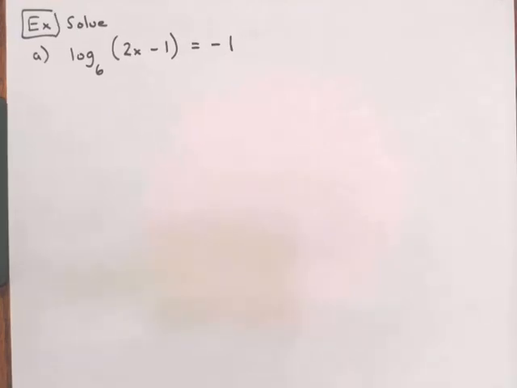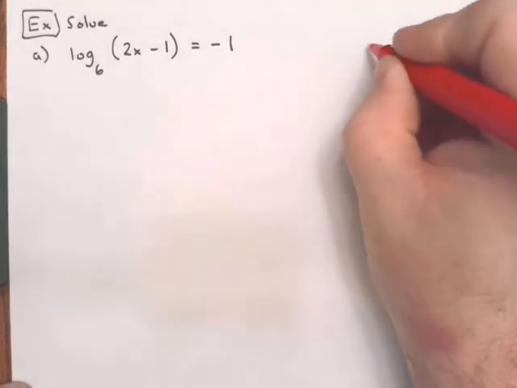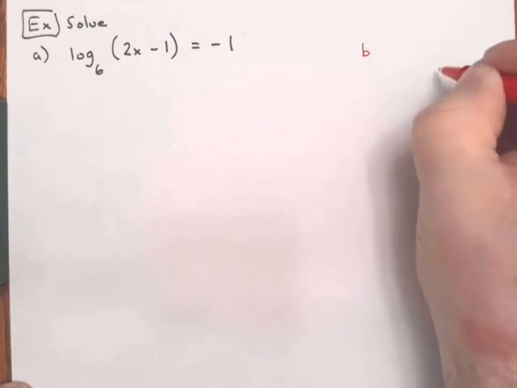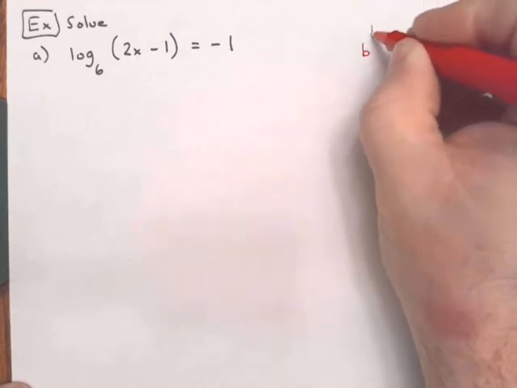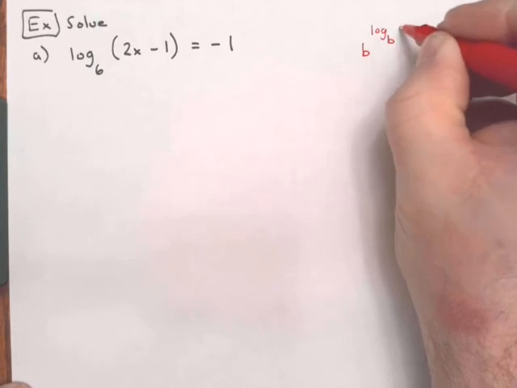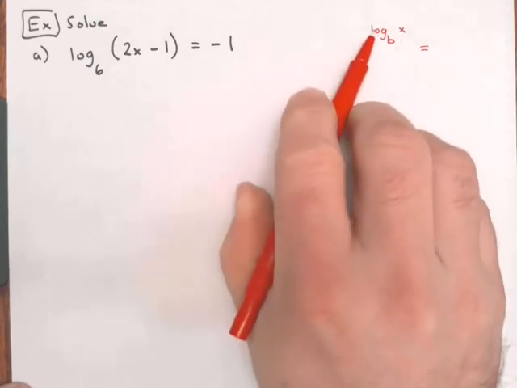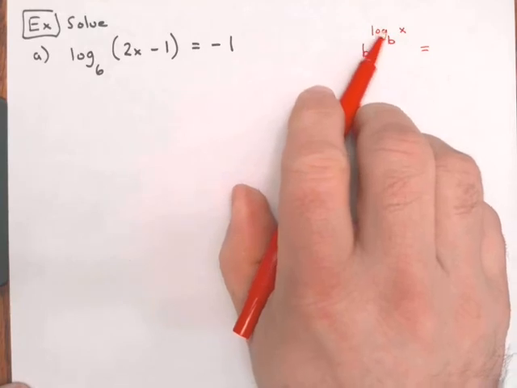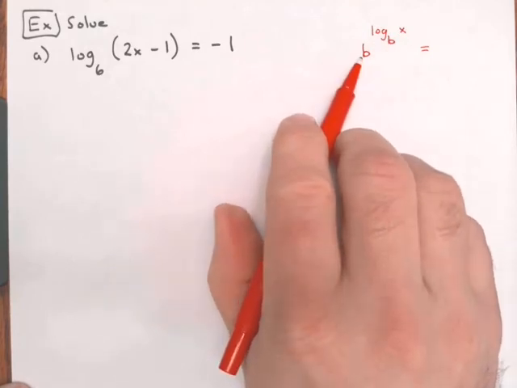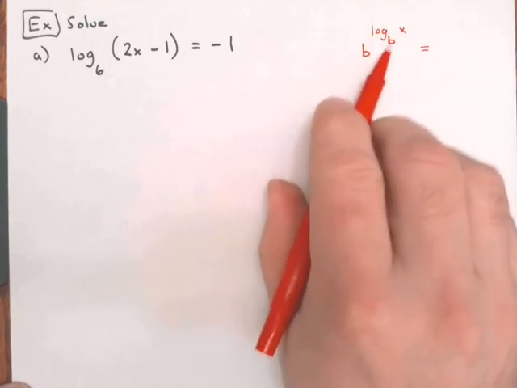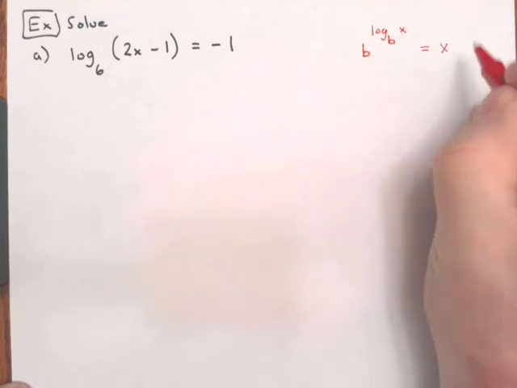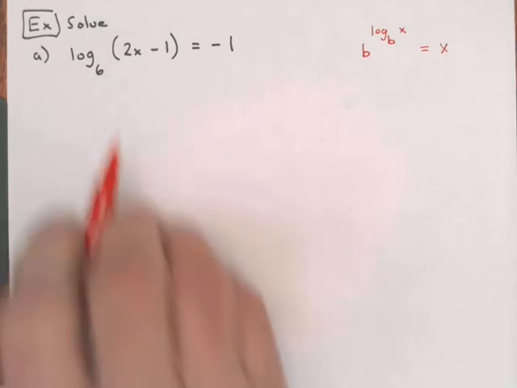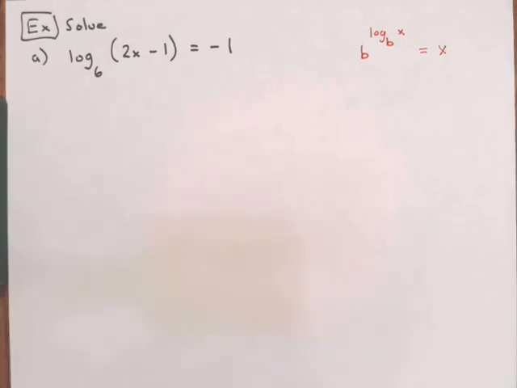One of them would be for us to use one of the properties of logs, and the property that we would use would be this one. If you have b raised to the log base b of x power, so the base of the log, which is up in the exponent, is b, and also the base of the exponent is b, all of those things cancel out, and we just end up with x. We have a log base 6 right here.